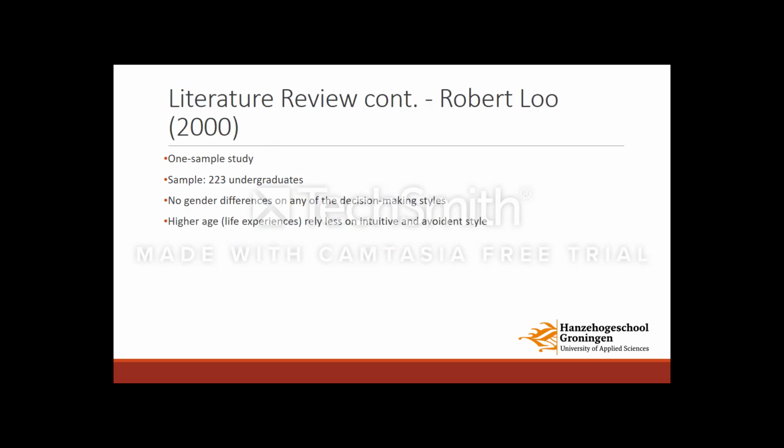Last but not least, the article of the research by Robert Liu in 2000 is based on a one-sample study with 223 undergraduates. This research did not reveal any differences in gender on any of the decision-making styles. However, it revealed that higher age or life experiences rely more on intuitive and avoidant decision-making styles.